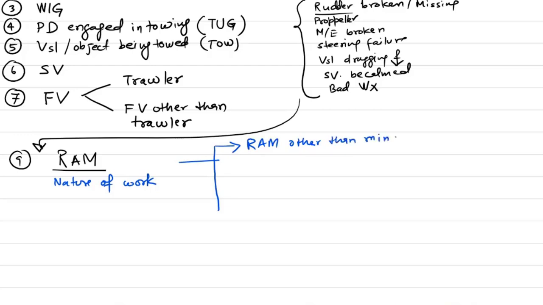Remember, that is how the lights are arranged. Mine clearance: restricted in our ability to maneuver other than mine clearance. The second RAM is a vessel engaged in dredging, or underwater operation. Third is a vessel engaged in diving.